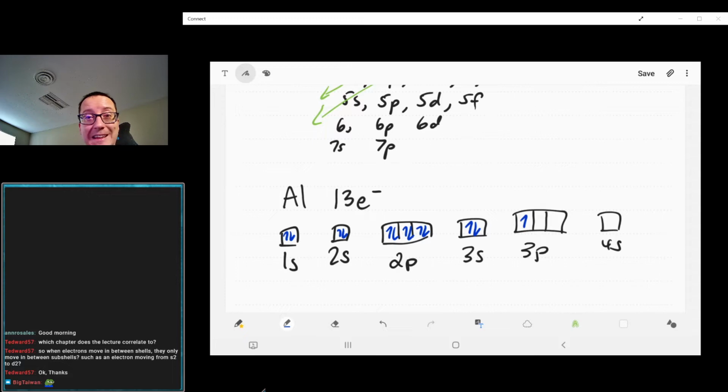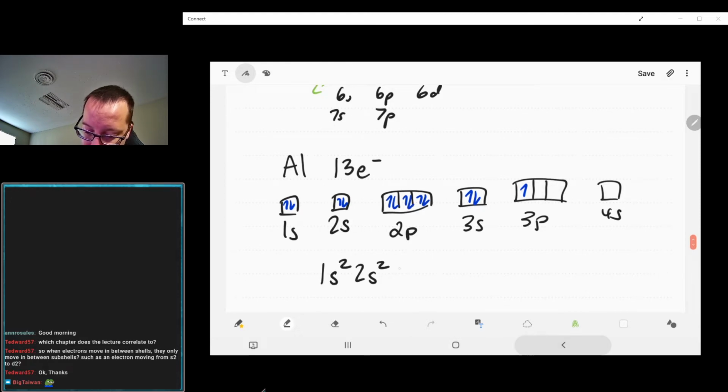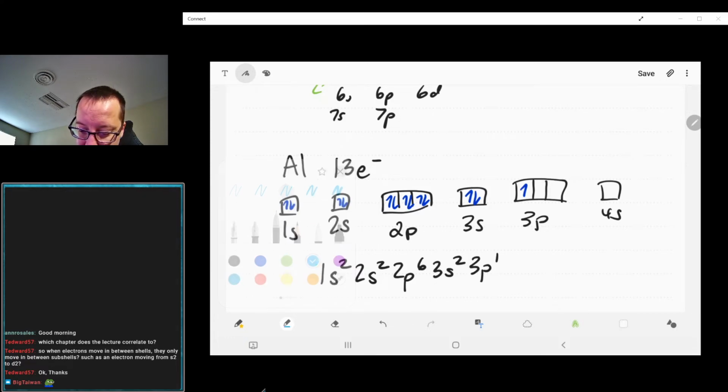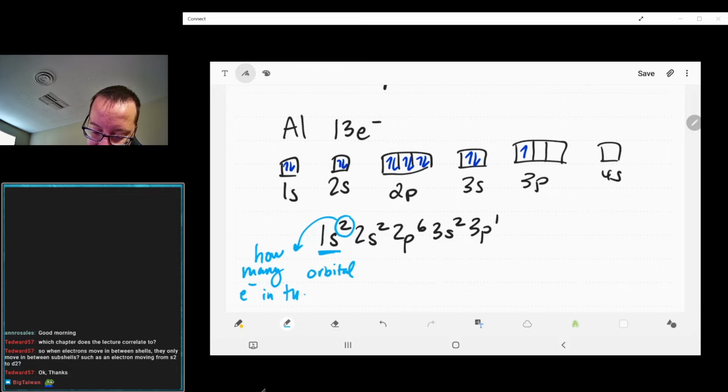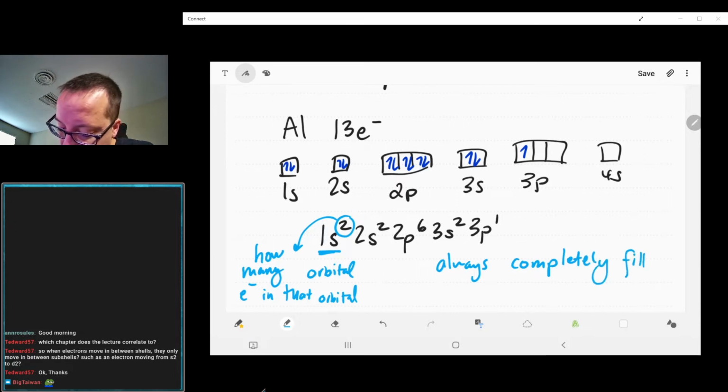We would be able to write this out without having to use these boxes like so. Oops, 3p. And so we can see here that we have some ways of talking about these little things. This is going to be the orbital that it's in. And this number up here is how many electrons are in that orbital. And also note that all of the orbitals here, except for the very last one, are completely filled. We always fill the orbital before moving on to the next one.